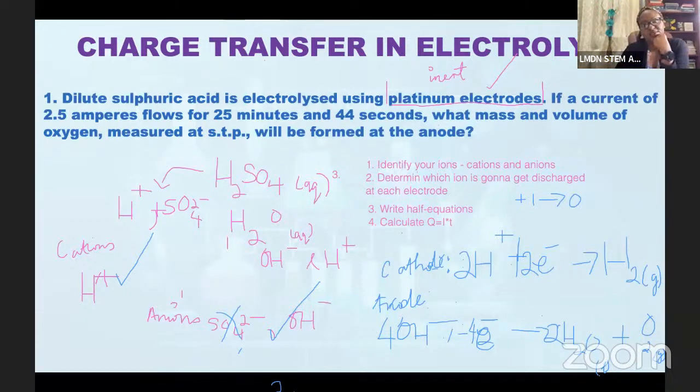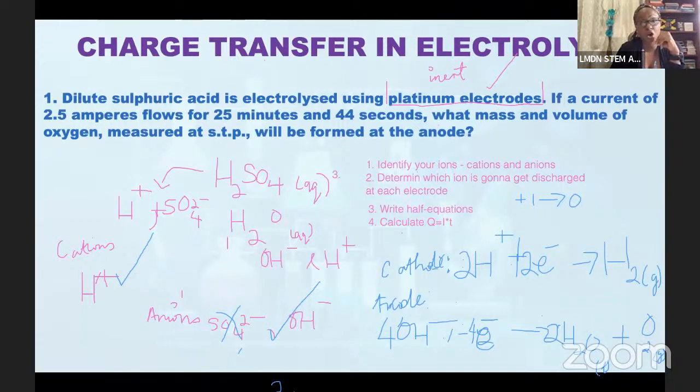Anybody want to volunteer? In the interest of time, I need somebody to step up right now. No deliberating. I want somebody to just jump on and do that right now, because I want you guys to be involved in solving this. So what's our Q, guys? Q is equal to I times t. Our I is 2.5 amperes, and our time is 25 minutes and 44 seconds.